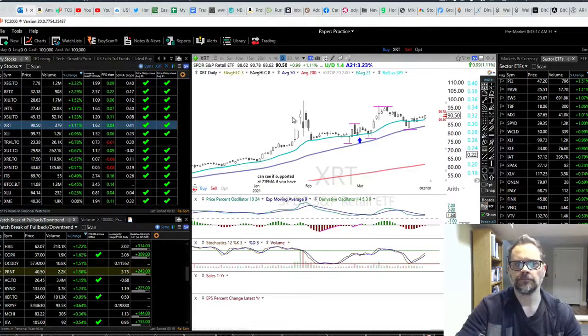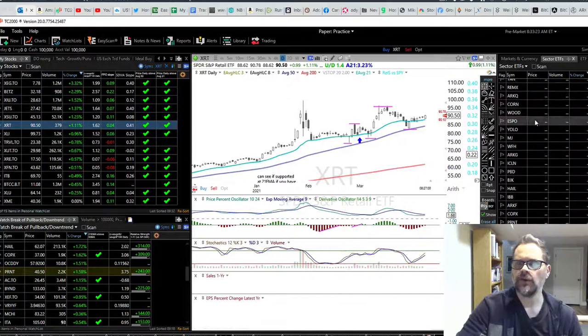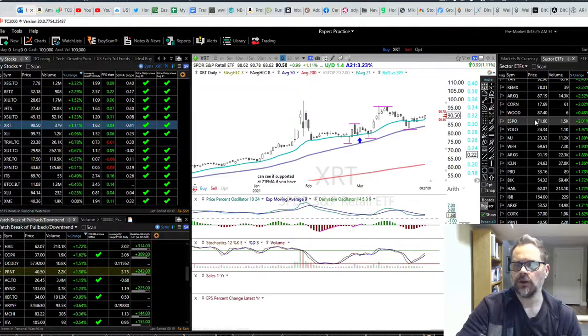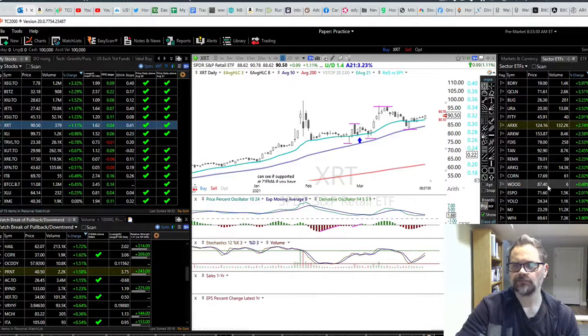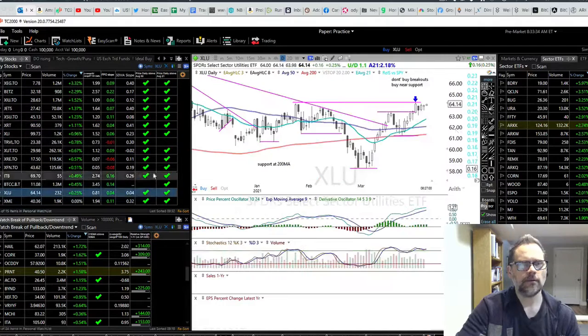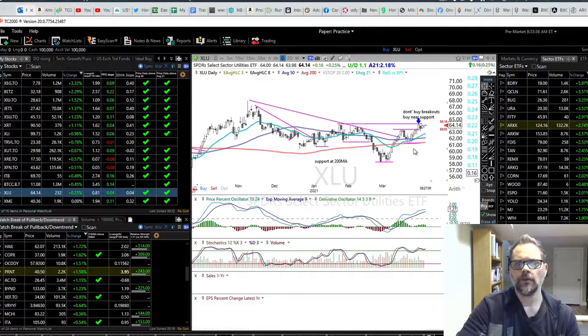Retail, they're all in this upslope. So that's why with tech, it's a good opportunity to buy a pullback, but it's not quite in the same uptrend as these other ones. We've had some strength in the utilities. Obviously, there's some resistance here, but the 21's above the 50, and so that one is looking pretty decent.